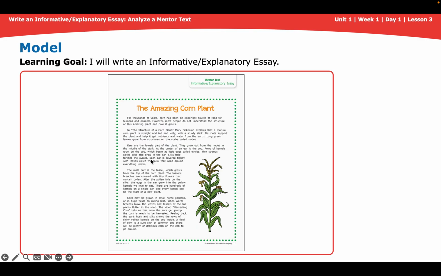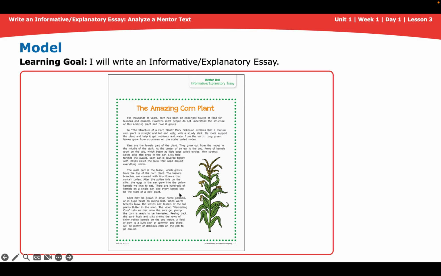Like if we look at this paragraph right here, it says the male part is the tassel, which grows from the top of the corn plant. The tassel's branches are covered with tiny flowers that contain pollen. After the pollen falls on the silks, the eggs in the ear grow into the yellow kernels we love to eat. There are hundreds of kernels on a single ear, and every kernel can be the start of a new plant. Okay, so that has similar information in here.